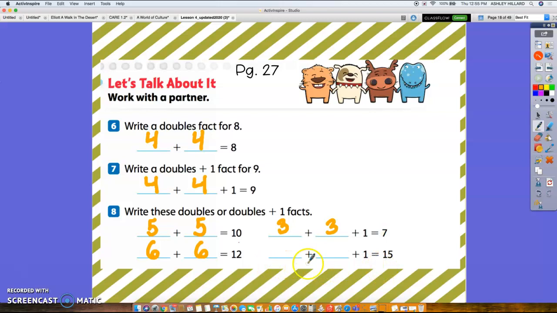Now here's another doubles plus 1 fact. So I have to write a doubles fact and then one that's plus 1 more is going to equal 15. So I know that 7 plus 7 equals 14. Plus 1 more equals 15. So my answer here is going to be 7 plus 7.